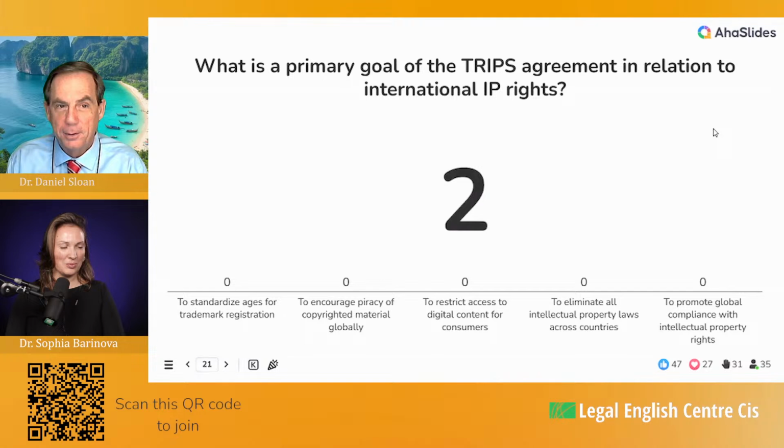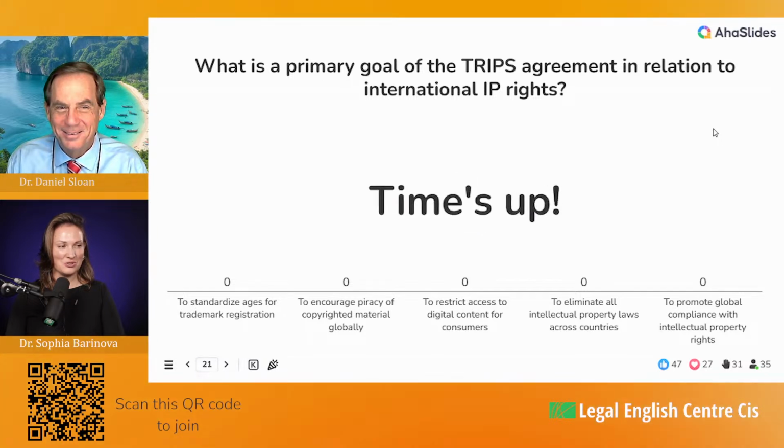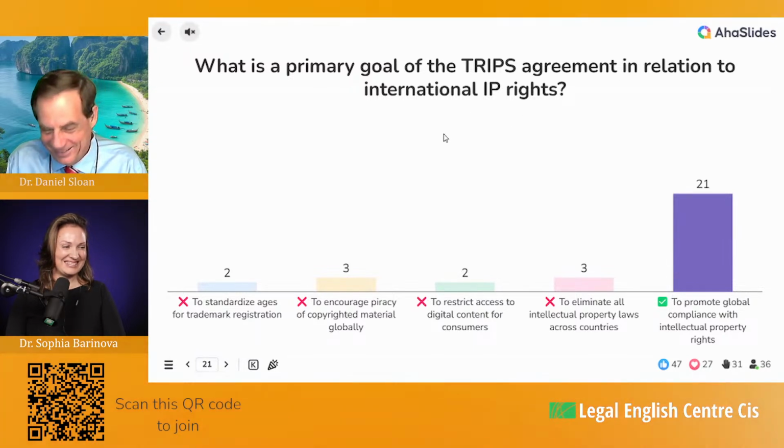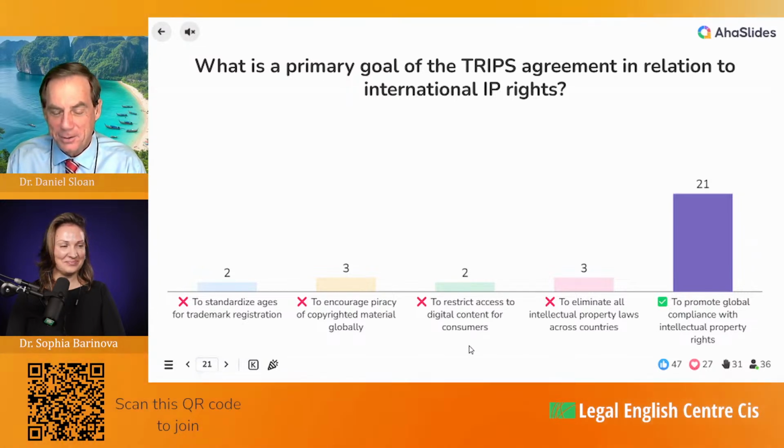I was at first quite scared that we discussed TRIPS a long time ago, but then I saw the questions and realized it's easy to answer. To promote global compliance with intellectual property rights. So, yeah, the others, if you read them, are obviously skewed the opposite of what they should be.